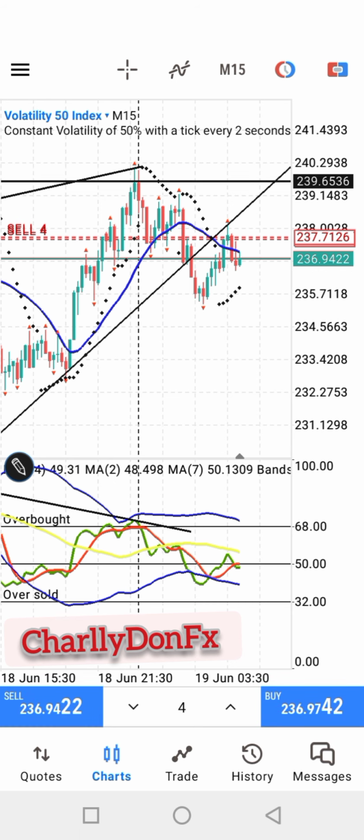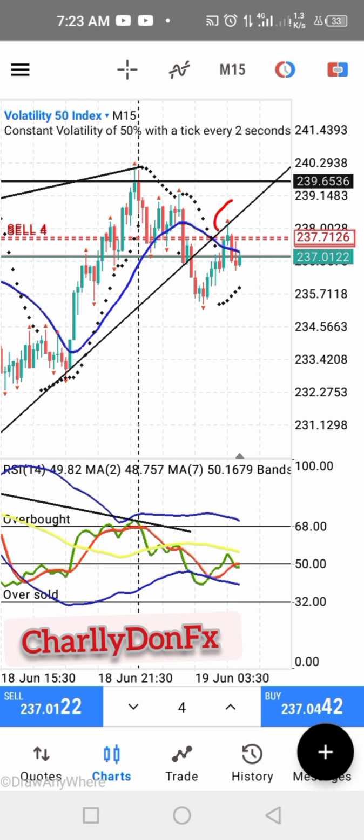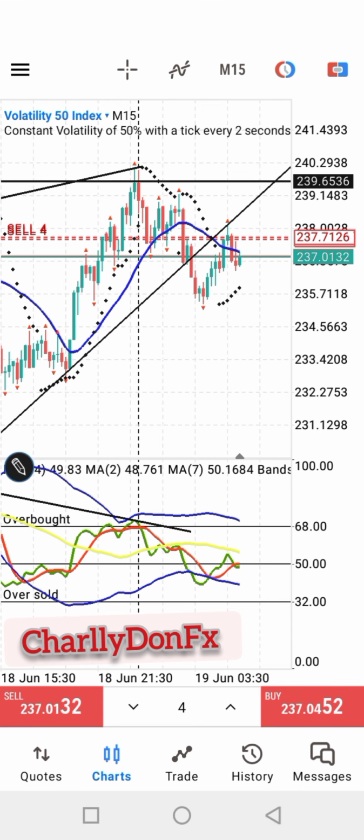And can you see the horizontal line that I made? It got to that place and reversed. And since then, I have been riding the trade. So it is going down. It is just like that.